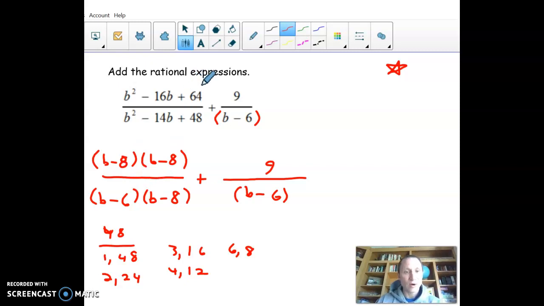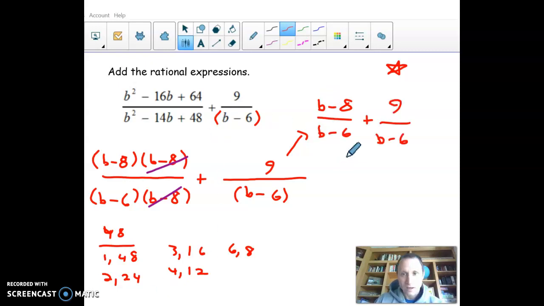All right, and then the cool part is, oh, hey, these cancel. Boom, boom. And now we have matching denominators of b minus 6. So again, you could multiply the one on the right by b minus 8, but because the b minus 8s cancel out in this first fraction, now I've got what I want. Now I essentially have b minus 8 over b minus 6 plus 9 over b minus 6. Now I've got common denominators, so I can add them together.